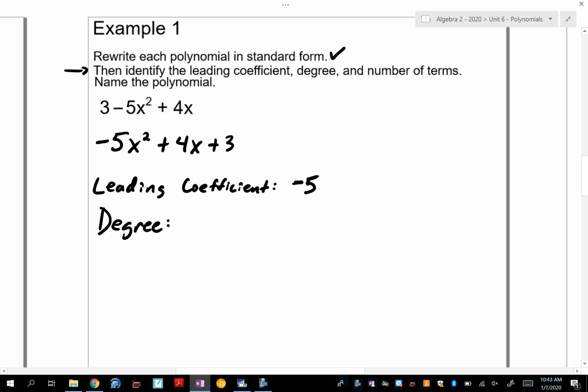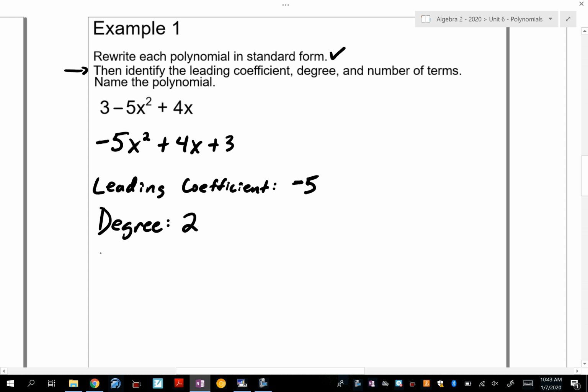Now, the degree of a polynomial, in this case David has already said the answer for us, but I wanted to talk about it real quick, David. It's always the highest exponent. And if you've put it into standard form, it's always going to be the first exponent. That should always be the first one, the highest one. So it is going to be a 2, a degree of 2.